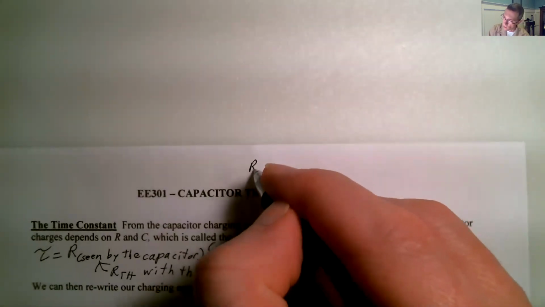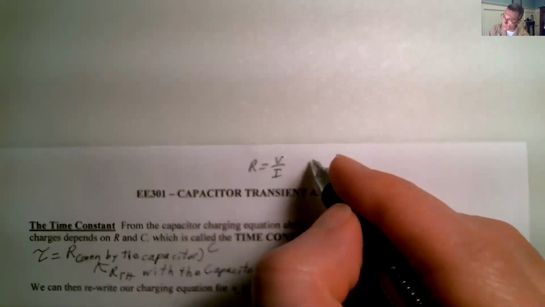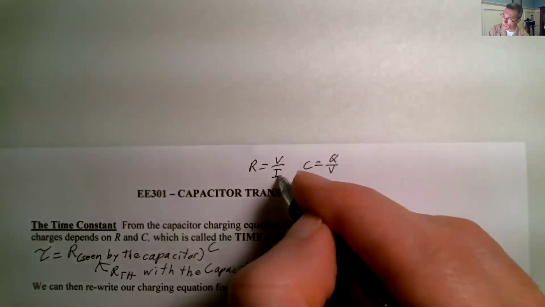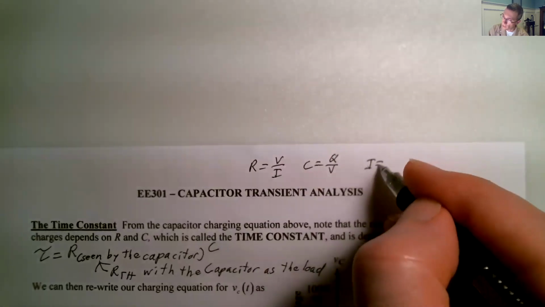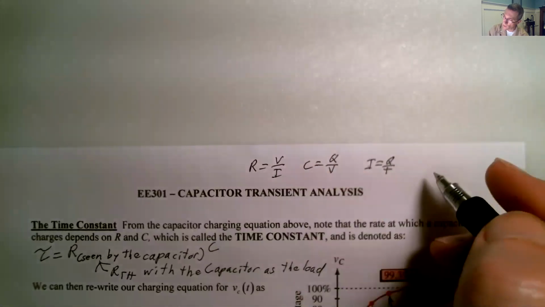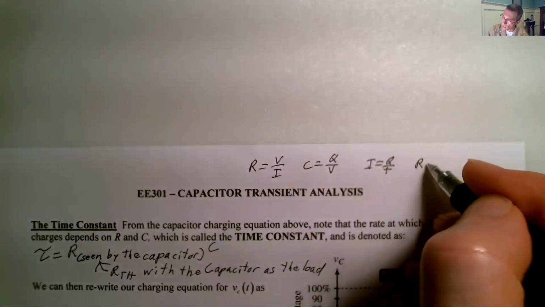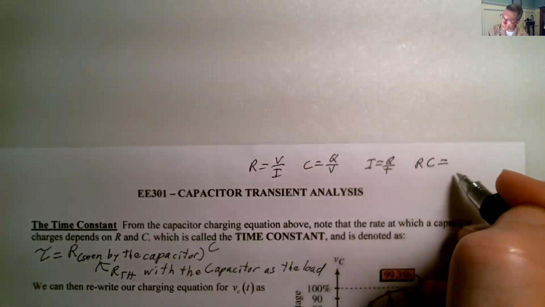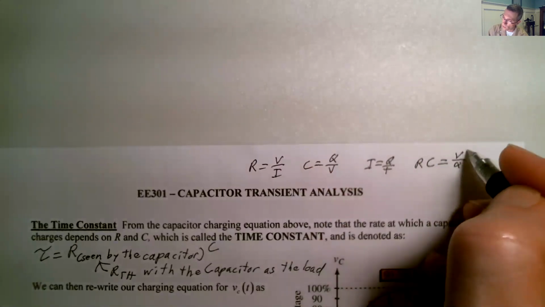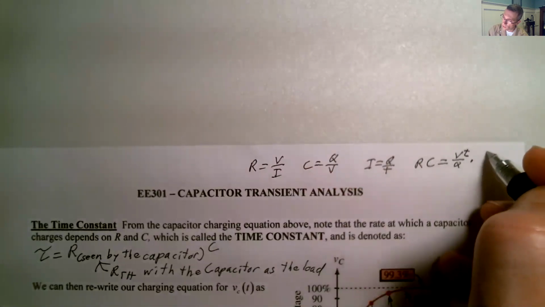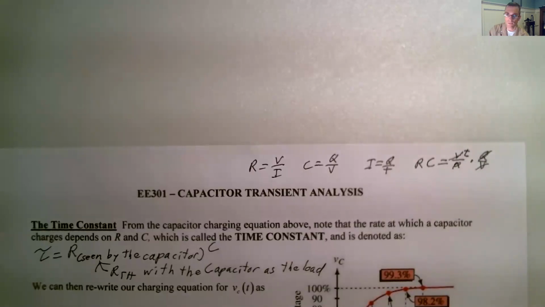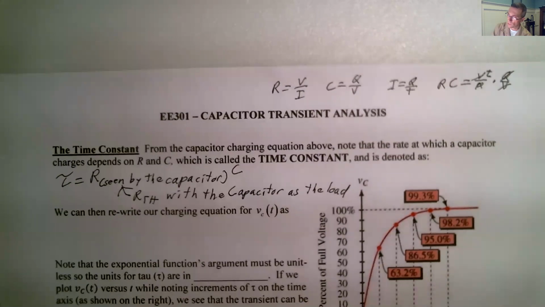So R is equal to V over I, and C is equal to Q over V. And I is equal to Q over T. So if we multiply, and we take that I and substitute in there, we get R times C. Okay, so R is equal to V over Q times T, and C is Q over V. The Q's cancel out, the V's cancel out, and we end up with time. So that's how we end up with seconds.